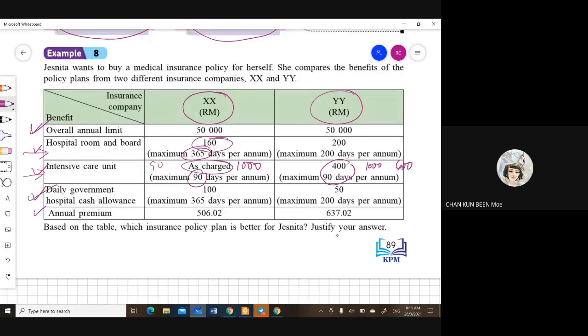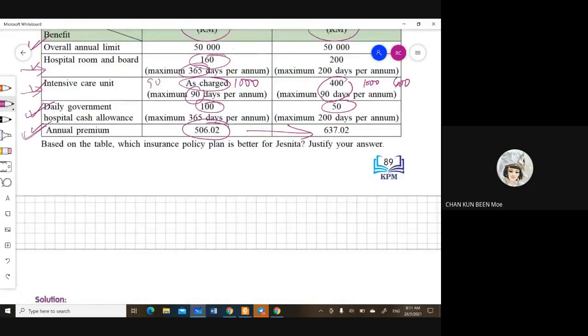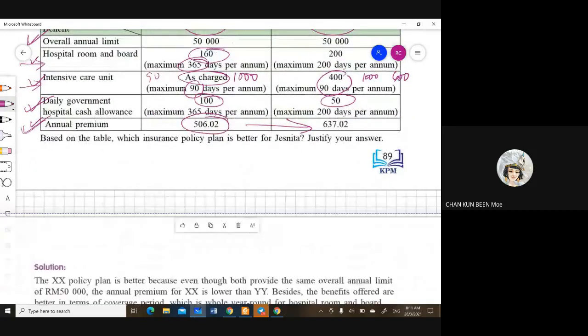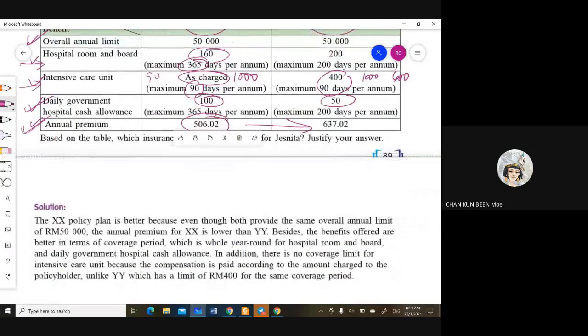Okay, and then for this, the cash allowance, they give you more than what is given in company YY. And then you can see the annual premium is also cheaper compared to company YY. Okay, so let us look at the explanation given in your textbooks. This is the solution given. Okay, we look at the solution here.